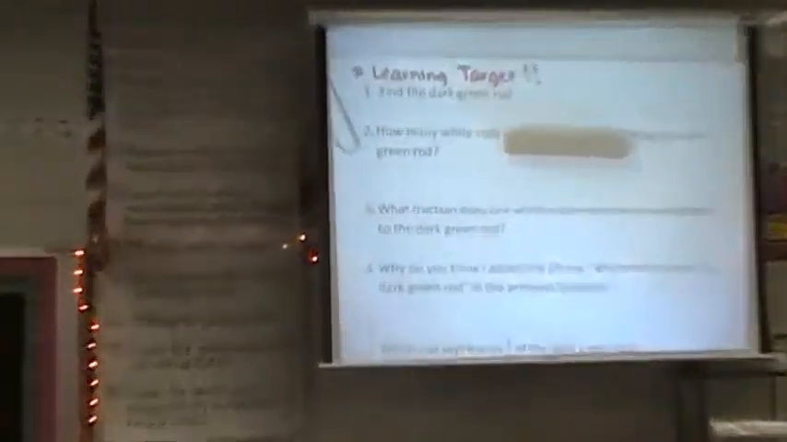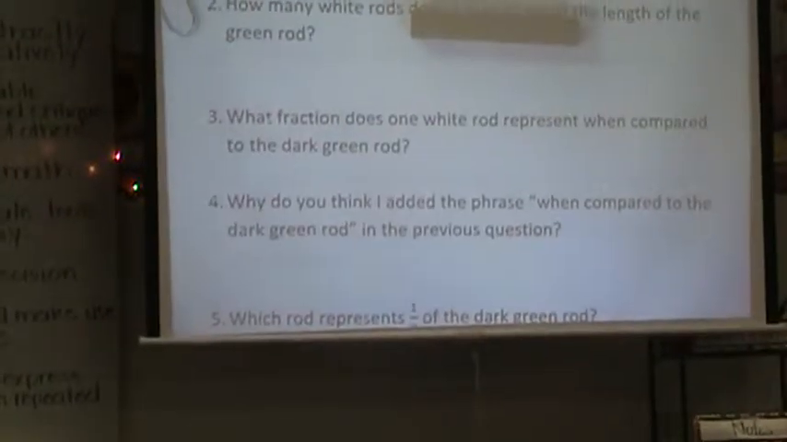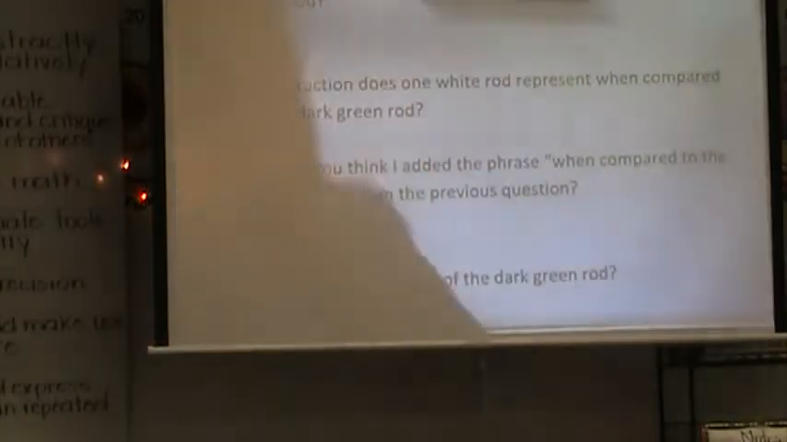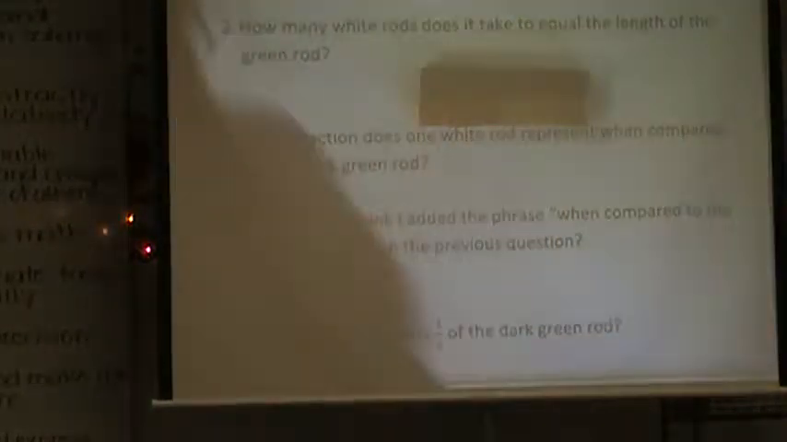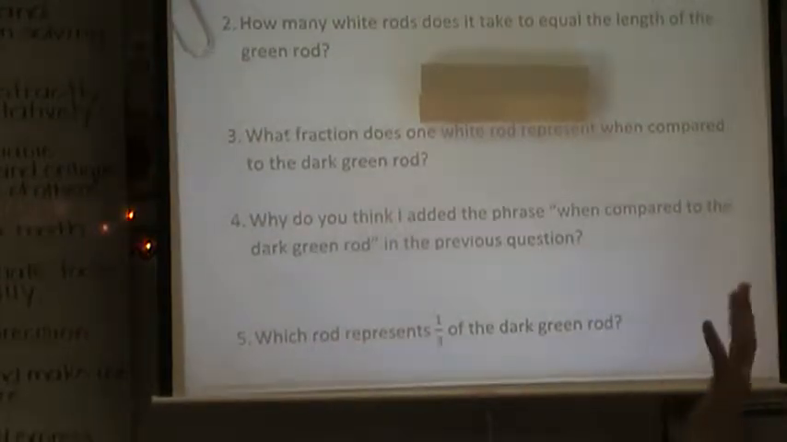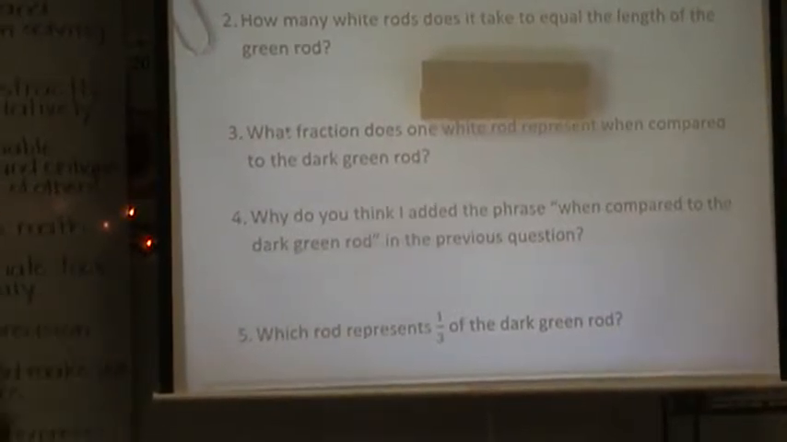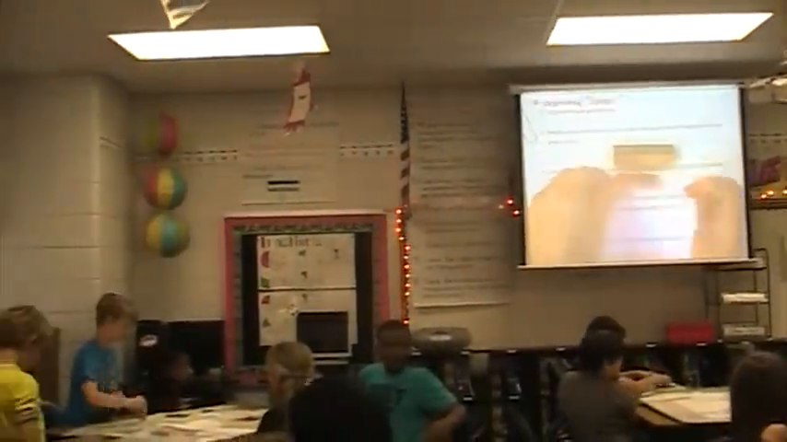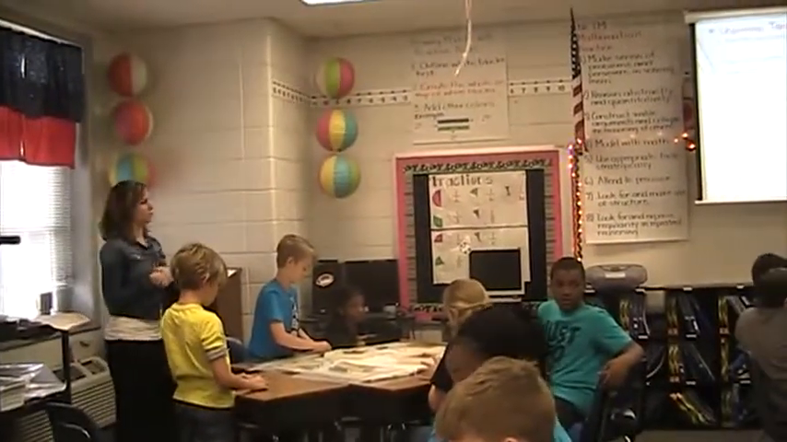Which rod in your set, now you're going to have to get a different one now, which rod in your set of fraction rods represents 1/3 of the dark green rod? So we've done the 6 pieces. Now we're finding one that represents 1/3. Which one takes 3 pieces to equal the length of the green rod? Harley? The red ones. The red ones, okay? Thumbs up. Everybody with me? Now, Harley, why did you choose the red ones? Because they're two of the white squares. 2 of the white squares.